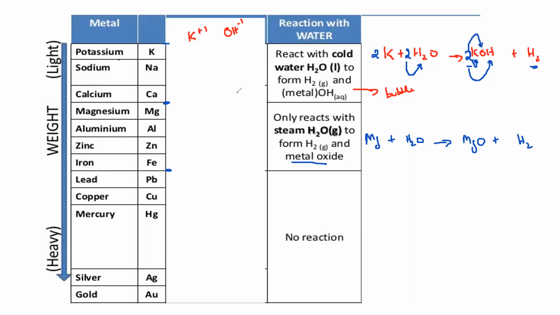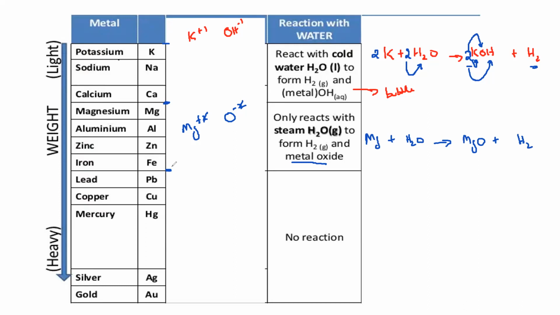And the magnesium oxide formula: because magnesium belongs to group 2, it is +2, and oxygen belongs to group 6, so -2. So we simplify the valency and cross multiply. Magnesium oxide will be MgO. So from magnesium till iron, whenever they react with steam, they produce metal oxide.